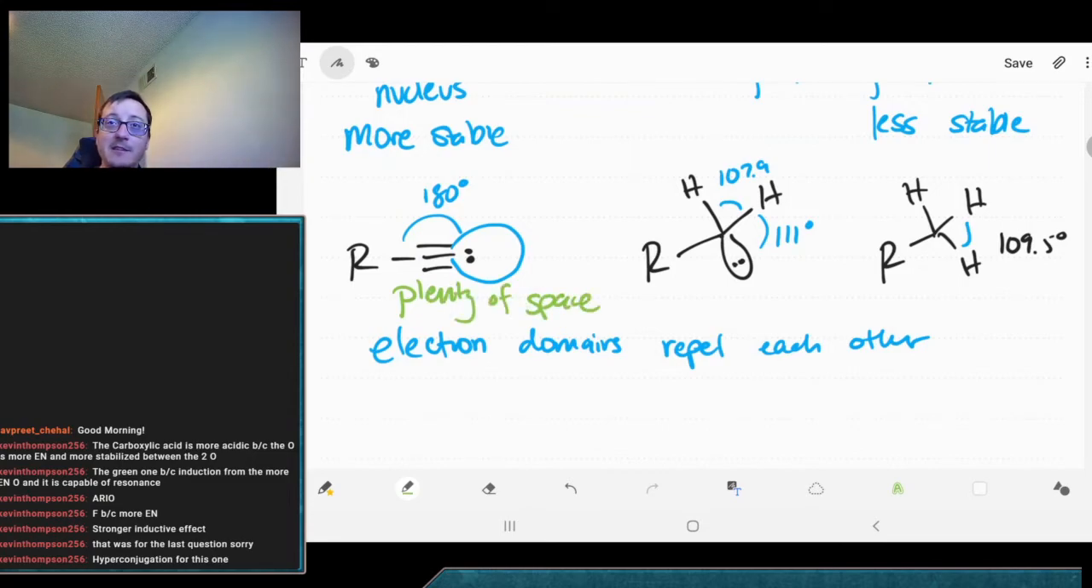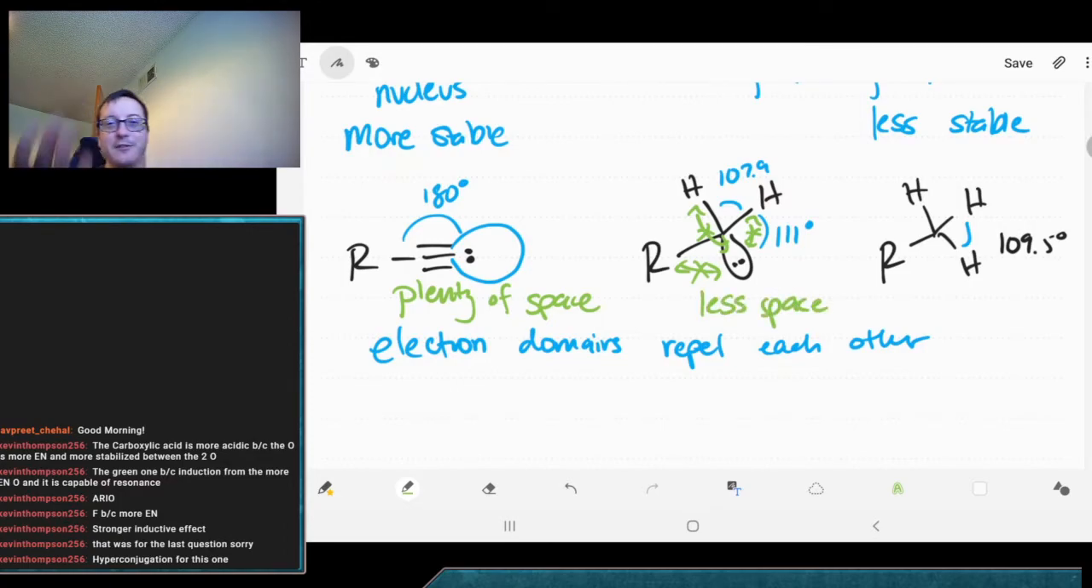Got plenty of space on this side. There's no other electron domains repelling it, so it's kind of happy. This one, though, has got all sorts of stuff nearby. It's got bonking that way, that way, that way. We've got all sorts of unfavorable things that could happen nearby this lone pair. And so it's kind of got less space.